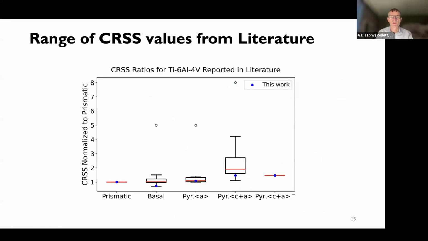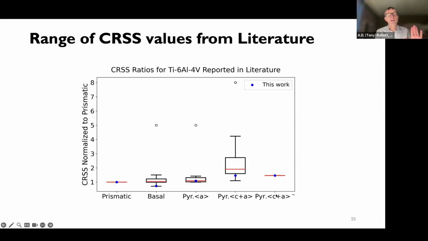Let me skip over the slip activities and just point out the CRSS values that we obtained, how they compare to the literature. And I don't think I've seen anybody do this before, but to first order, we ended up with a lower value for basal slip. Prismatic was the reference, so these are all ratios against prismatic. So basal was a bit low compared to the literature. Pyramidal A was pretty close to other values. The pyramidal C plus A was a bit on the low side, but not tremendously far away from the median.